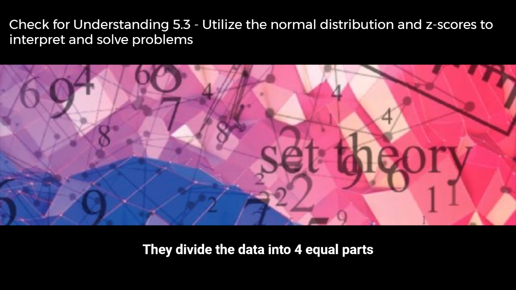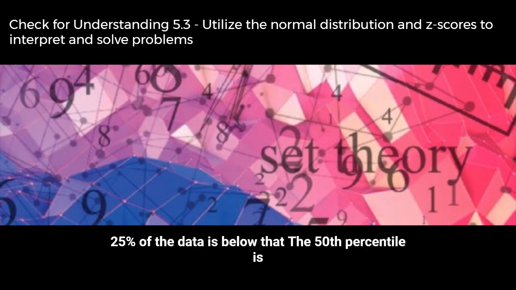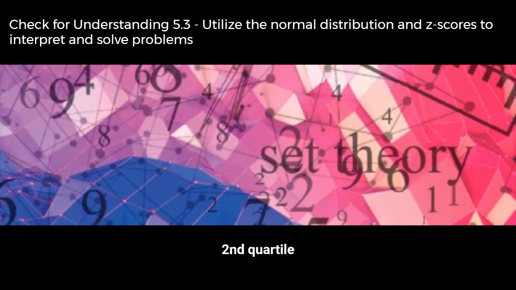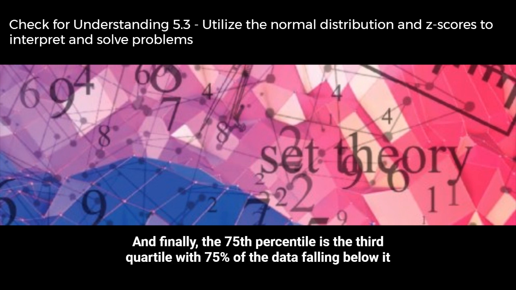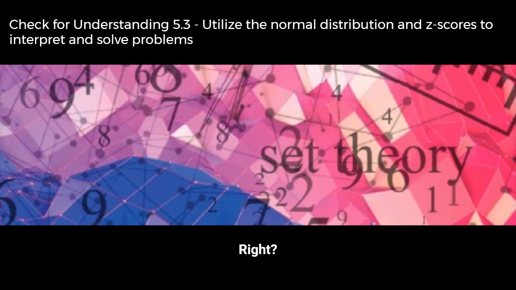Right. They divide the data into 4 equal parts. So the 25th percentile marks the first quartile. 25% of the data is below that. The 50th percentile is the second quartile. And here's the interesting part. In any distribution, this is also the median. Right, the middle value. Exactly. And finally, the 75th percentile is the third quartile, with 75% of the data falling below it. All right, quartiles, dividing the data into fourths.